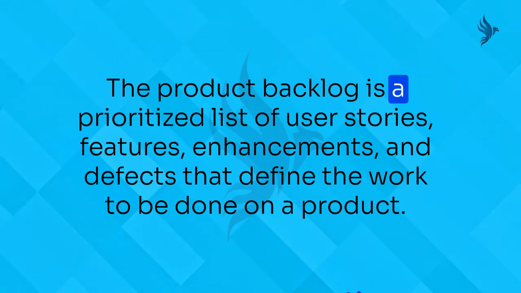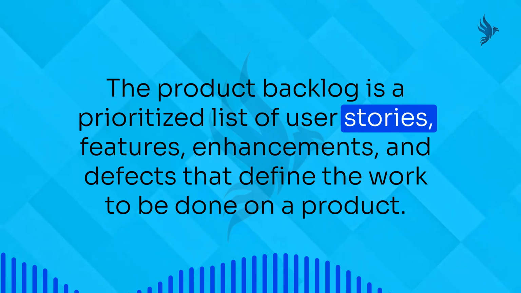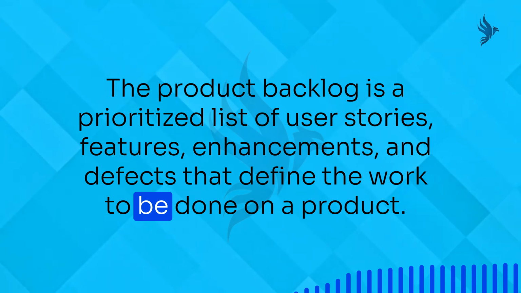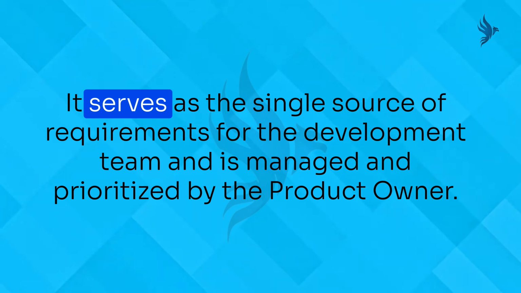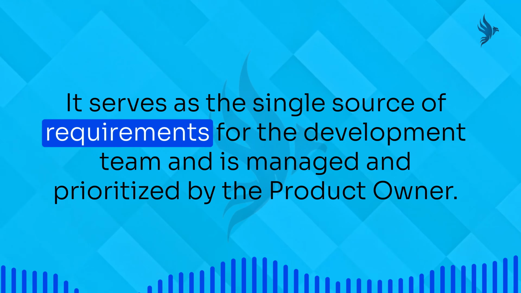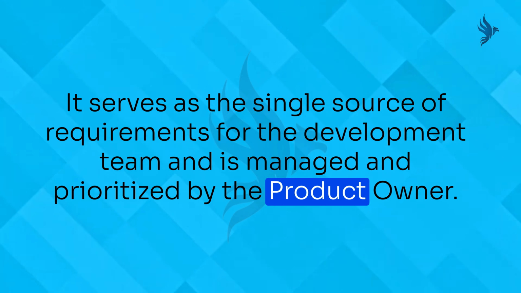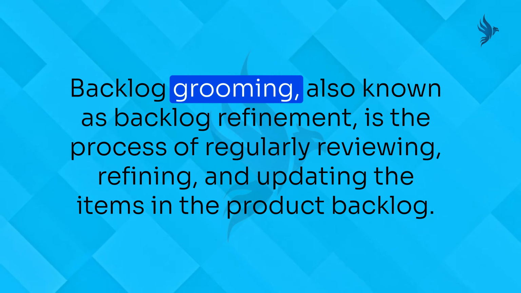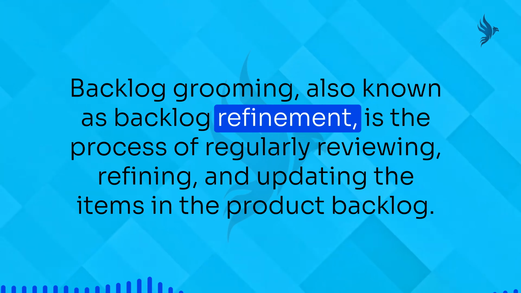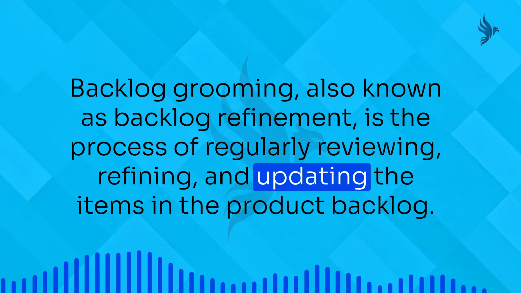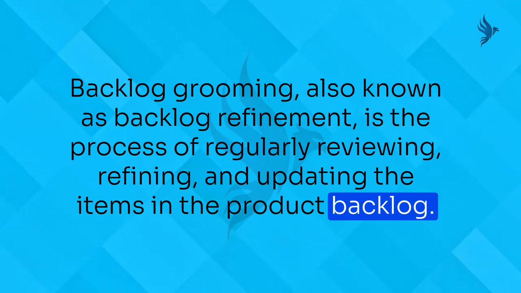Product backlog is a prioritized list of user stories, features, enhancements, and defects that define the work to be done on a product. It serves as the single source of requirements for the development team and is managed and prioritized by the product owner. Backlog grooming, also known as backlog refinement, is the process of regularly reviewing, refining, and updating the items in the product backlog.